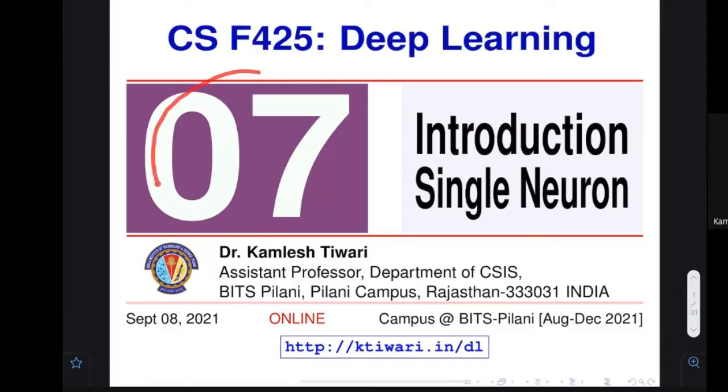So welcome to lecture number 7 of the deep learning course. In this session, we are going to talk about the single neuron. Till now we have seen the perceptron. However, we would build the theory based on the perceptron only. There is a small overlap between the neuron and perceptron. We are going to see what that is.